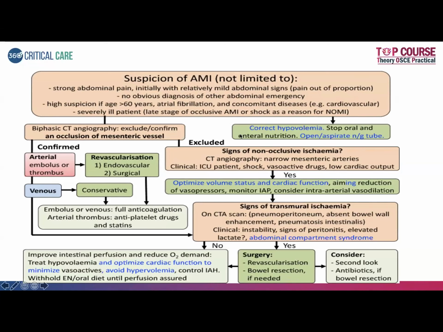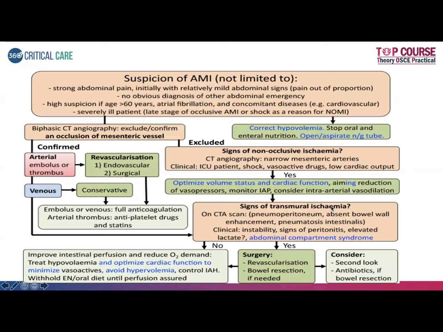If the arteries are patent and there is no obvious occlusion, it means there is non-occlusive mesenteric ischemia. There can be narrowing of the arteries. So what we have to do is optimize the etiological factors. The cardiac function and volume status need to be optimized. Try to come down on the vasopressors. Make sure your intra-abdominal pressure is optimized. Consider intra-arterial vasodilatation if possible.